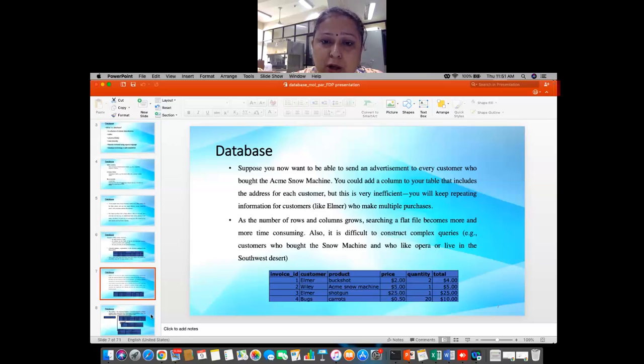So suppose you now want to be able to send an advertisement to every customer who bought the Atmos machine. You could add a column to your table that includes the address for each customer. But this is very inefficient. You will keep repeating information for customers who make multiple purchases. As the number of rows and columns grows, searching a flat file becomes more and more time consuming.